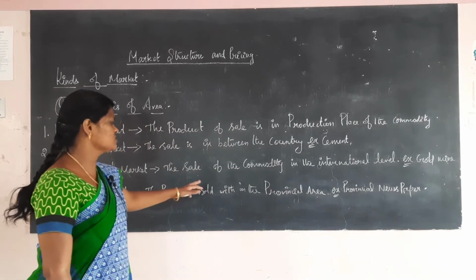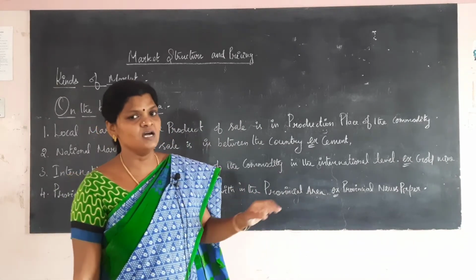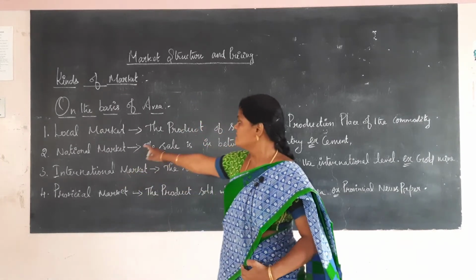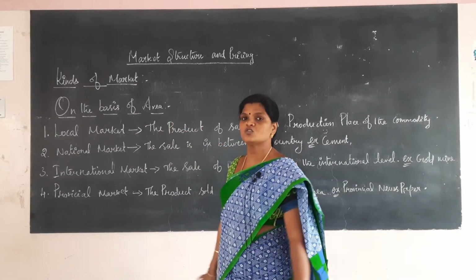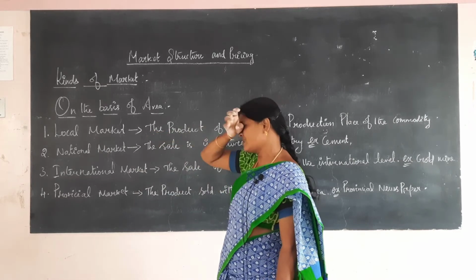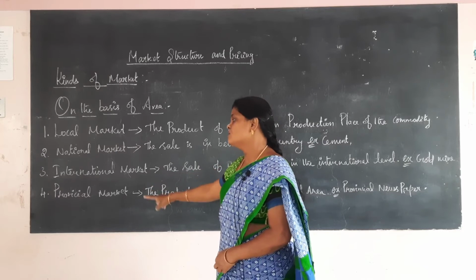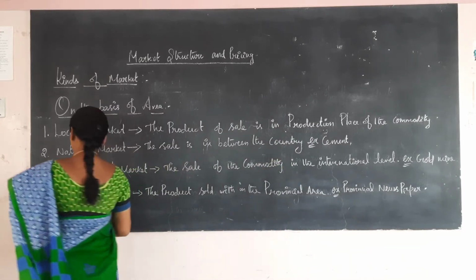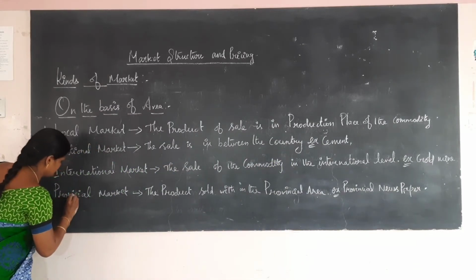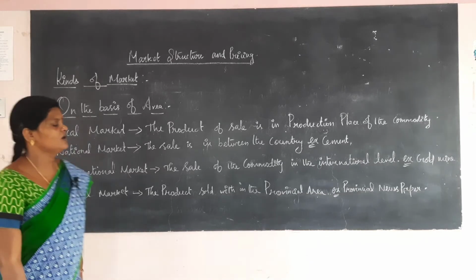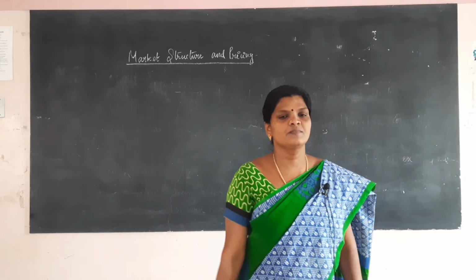The product sold within the provincial area is called provincial market. Therefore, we can classify on the basis of area into four: local market, national market, international market and provincial market. Okay, second one, on the basis of time.